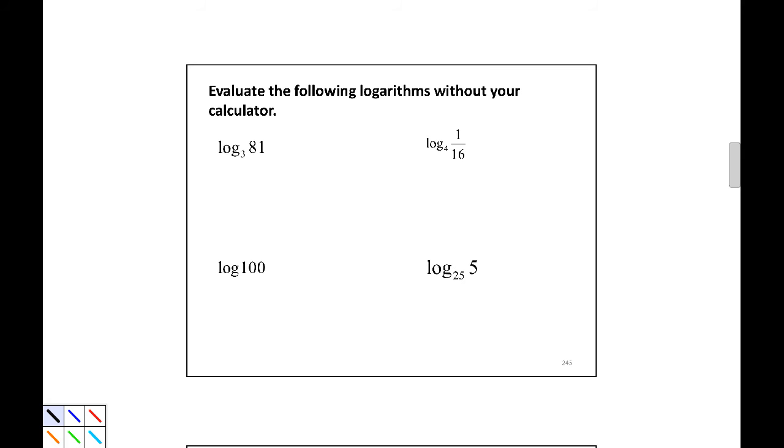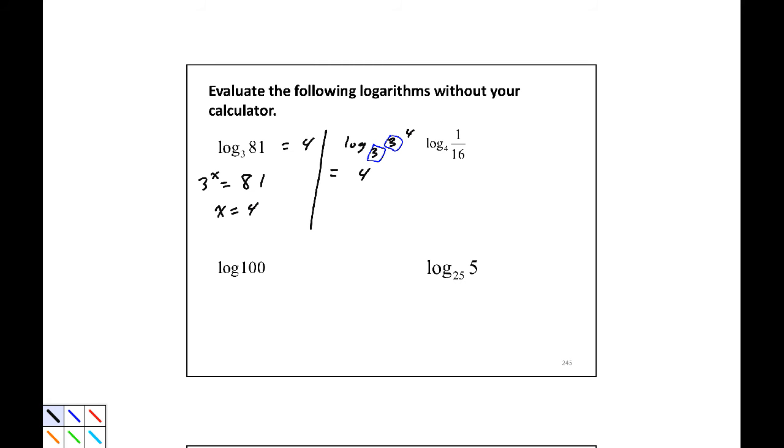Evaluate the following logarithms without your calculator. Our first is log base 3 of 81. Well, I can write this again one of two ways. I can either say 3 to what power is equal to 81, in which case 3 to the fourth power is 81, so our result is 4. Or again, let me just do this separately to the side here. I could write this as log base 3 of 3 to the fourth, because the base of my log and the base of my exponential argument are the same. This would be equivalent to 4.